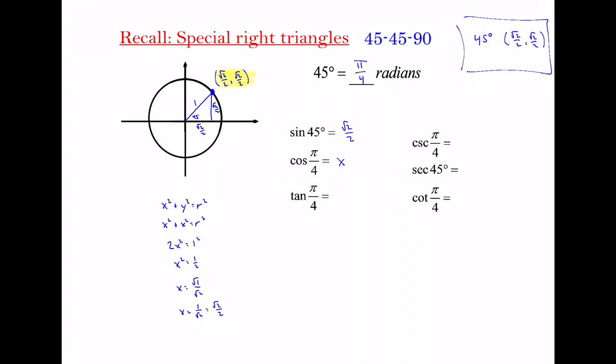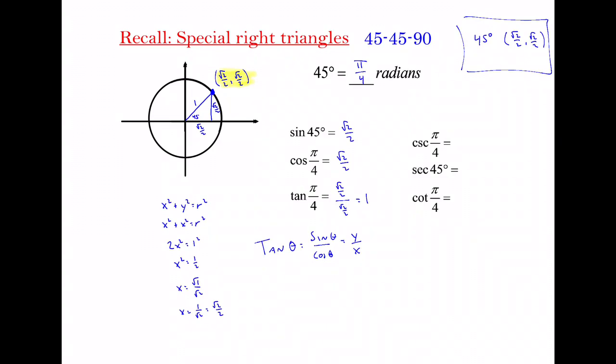Cosine represents the x value. What's the x value of the ordered pair for a 45, 45, 90? Square root of 2 over 2. And then tangent, we know, is y over x. But we also know that tangent, one of our identities that we have talked about, is equal to sine of theta over cosine of theta. So that's y divided by x. So if we take square root of 2 over 2 and divide it by square root of 2 over 2, what do we get? 1.